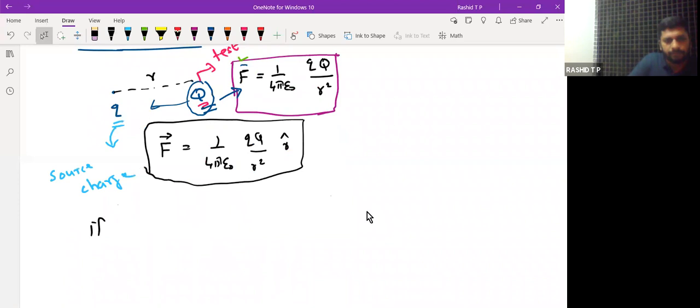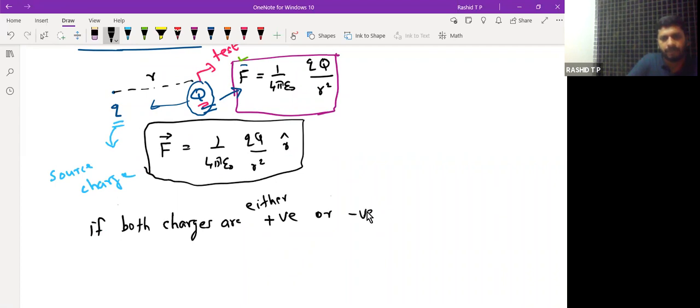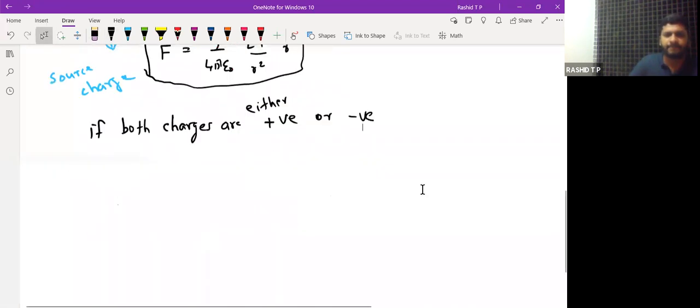And if both charges are the same, or like, that is, both positive or both negative, the force will be repulsive.